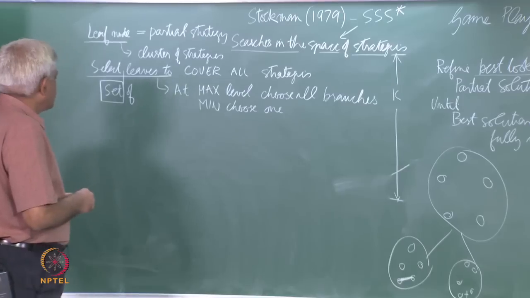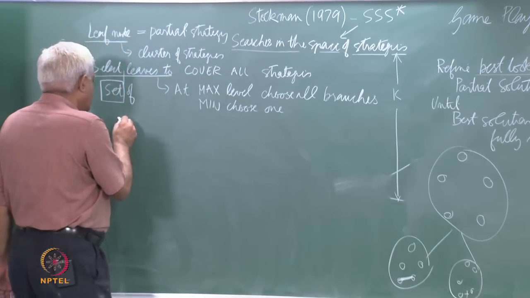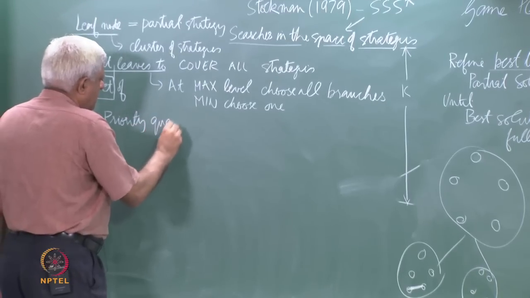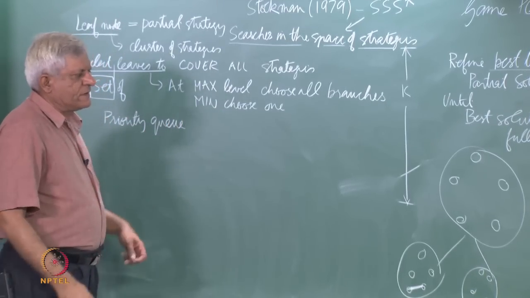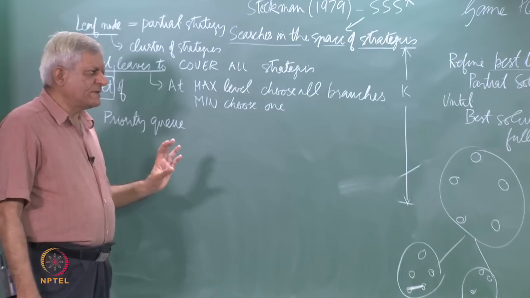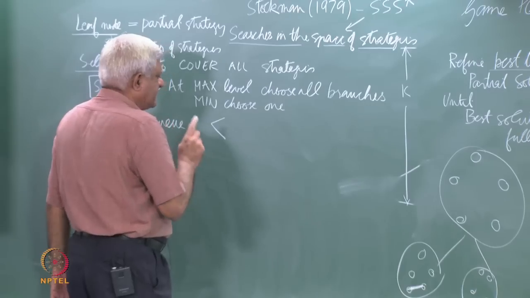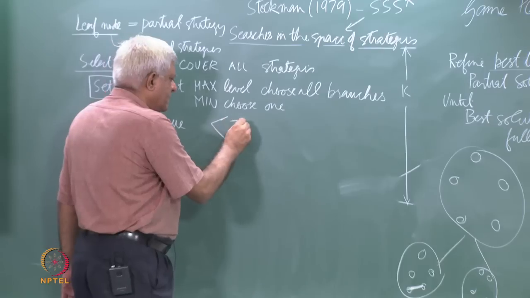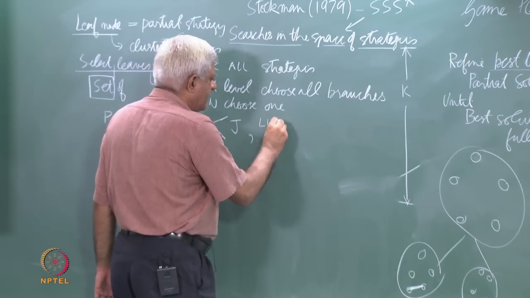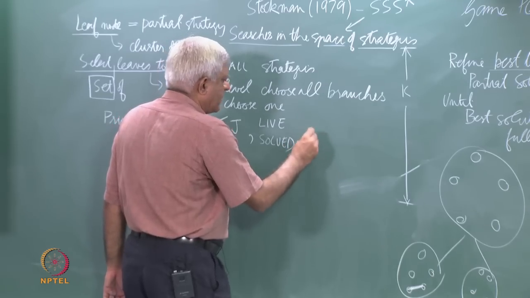So, this algorithm SSS star uses a priority queue of clusters, but clusters are not represented explicitly, they are represented by the representative node essentially, and each element in the priority queue is represented by the name of the node, by a value which is either live or solved, and a bound.